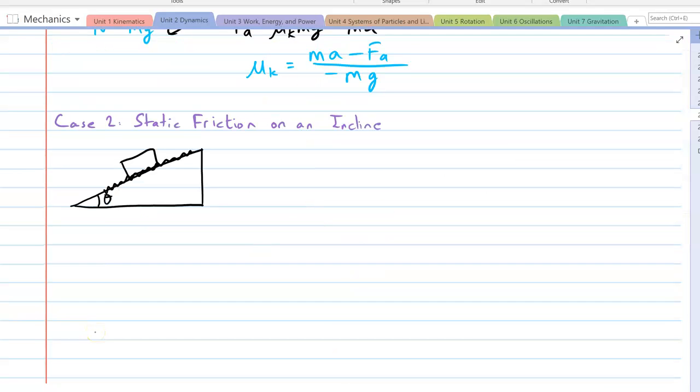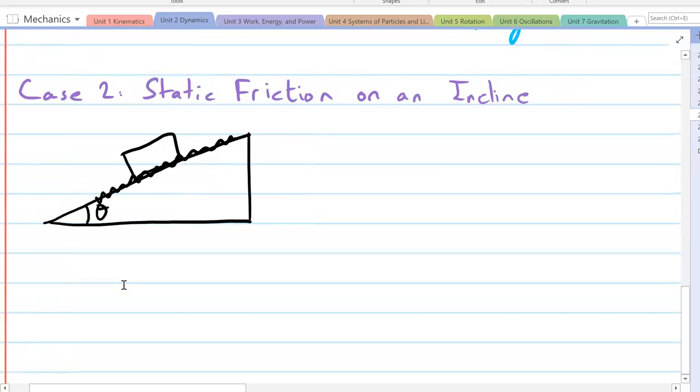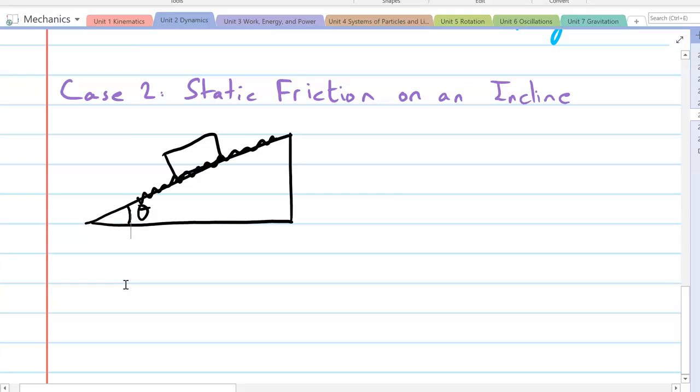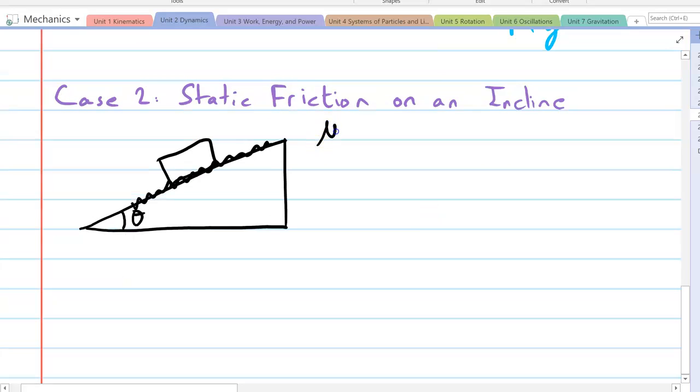So here's the second example, static friction on an incline, and this is probably one of the most interesting examples, and one of my favorites, because the result is kind of interesting. Maybe you want to try this out yourself, but the result's actually pretty interesting. What we want to do is find an equation for the coefficient of static friction, right? So let's look at the forces on this object.